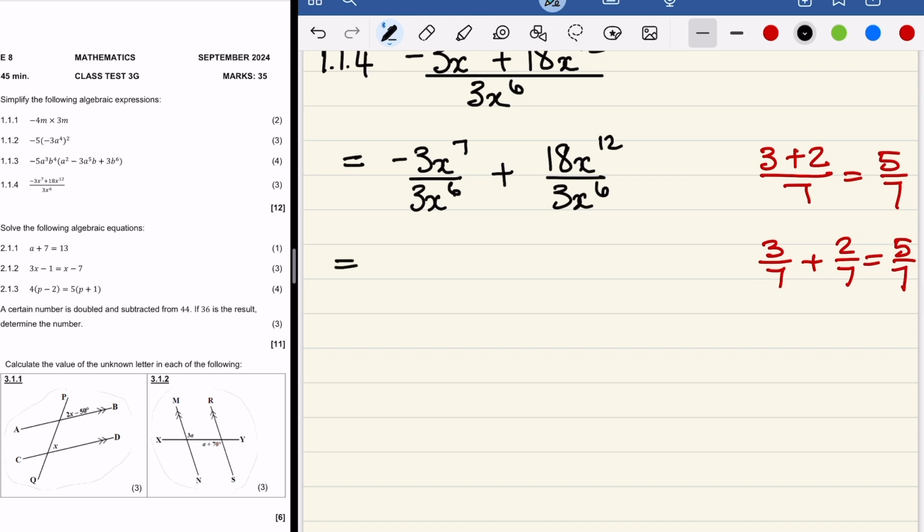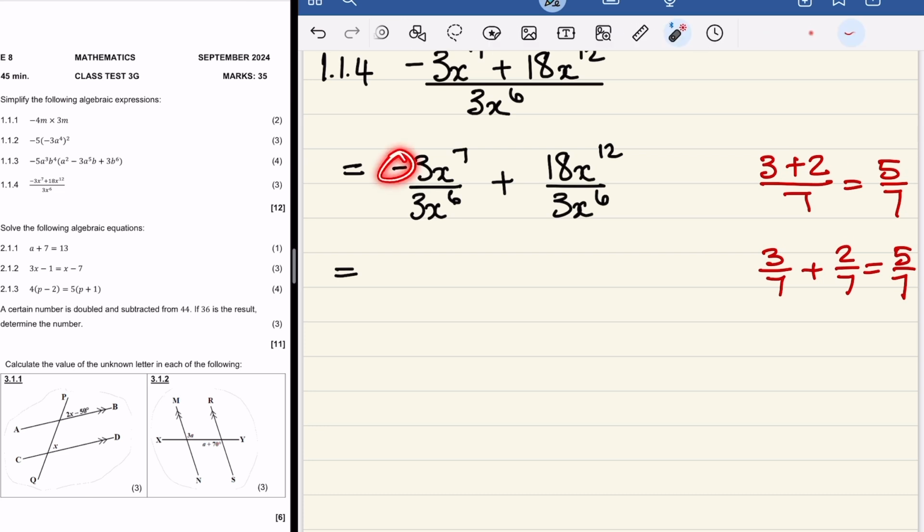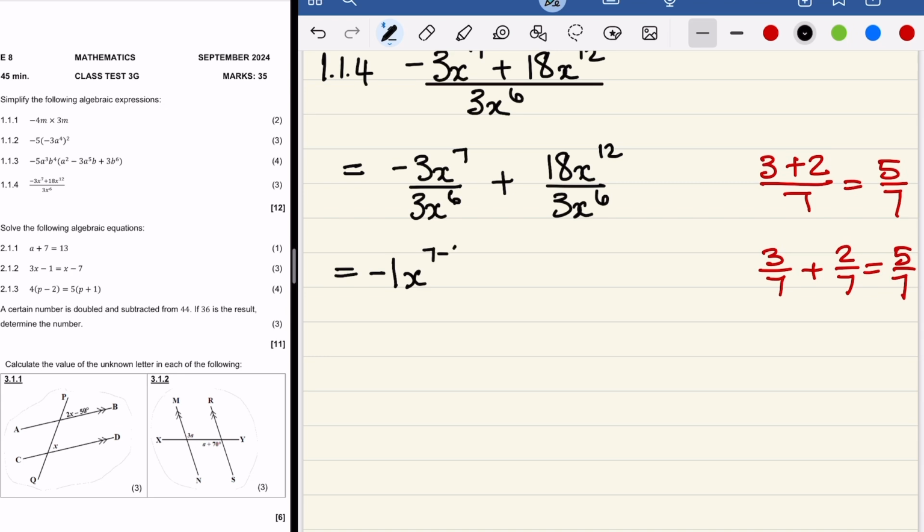So for the first one, we've got negative 3, again the negative here, negative 3 divided by 3 gives us negative 1, and if I can just write the negative one along, then I've got two powers, x to the power 7 and x to the power 6, so same base. I keep the base and I'm going to subtract the exponents, so that's 7 minus 6. So x to the power 7 minus 6. Plus, I've got in the second fraction 18 divided by 3, that will give me 6.